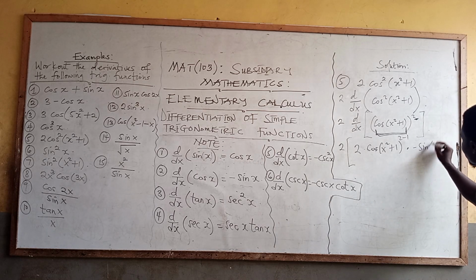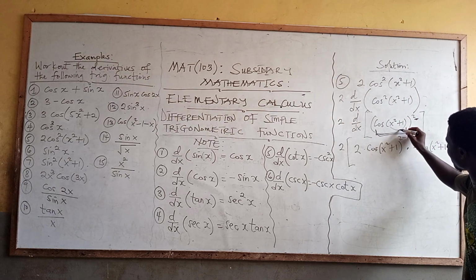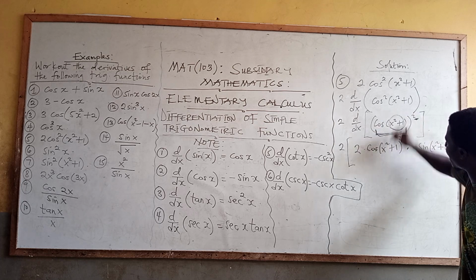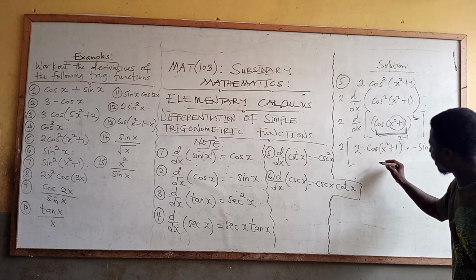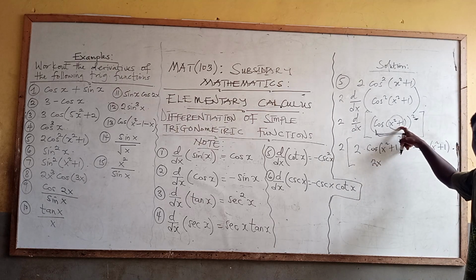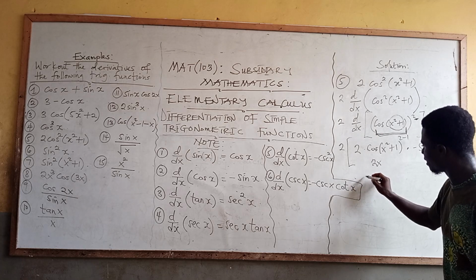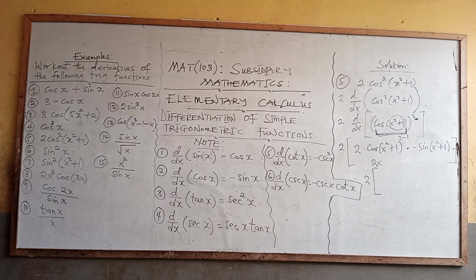Negative sine x squared plus 1. Then times we differentiate the expression inside the bracket. So when you differentiate x squared, we get 2x. And when you differentiate 1, we get 0. So we have this. So now let's see, 2 big bracket.